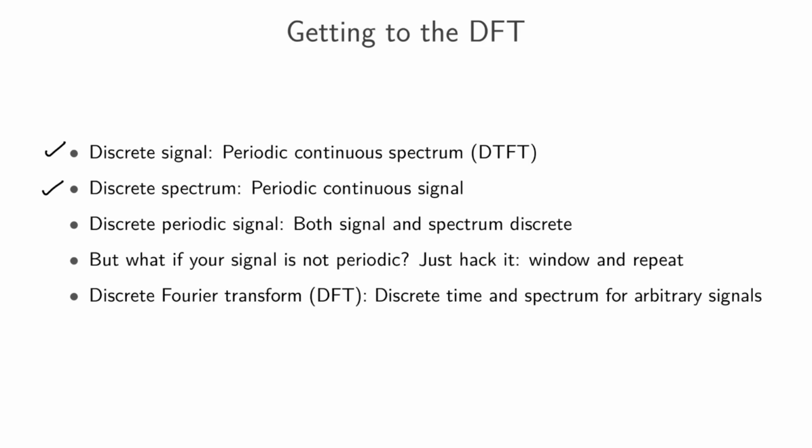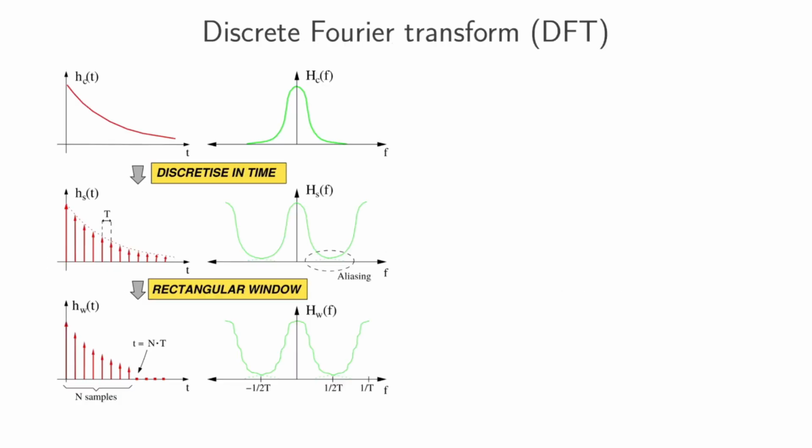Okay, so just going back to the cheat sheet of our route, what we figured out was: discrete signals, periodic continuous spectrum. Discrete spectrum, periodic continuous signal. To get both, we need a discrete periodic signal, done. If we don't have both, then what we do is we window and basically take that window and repeat it over and over again, okay? And that is what the DFT does. So we will now go through all of the DFT steps. And along the way, as we're going through the DFT steps, we'll derive the DFT equations as well.